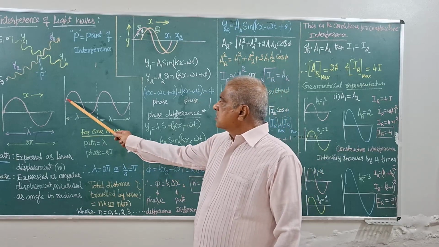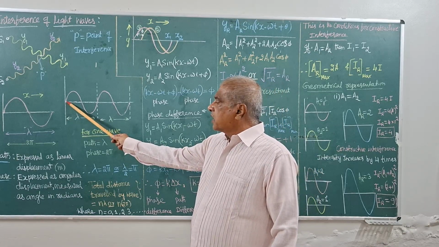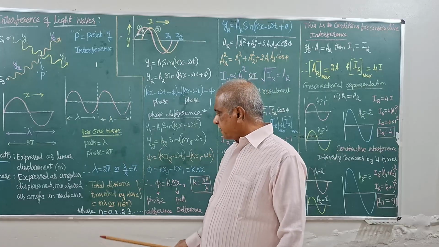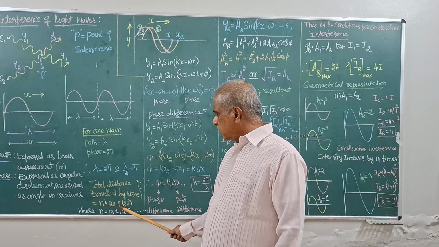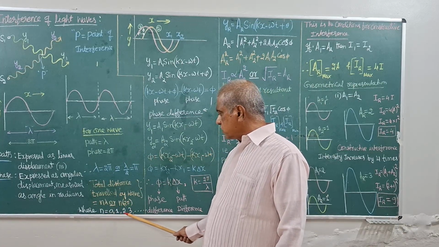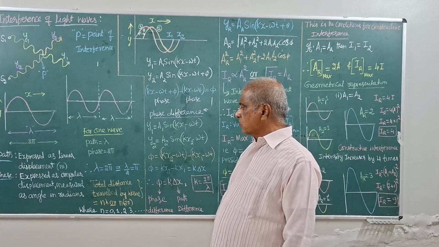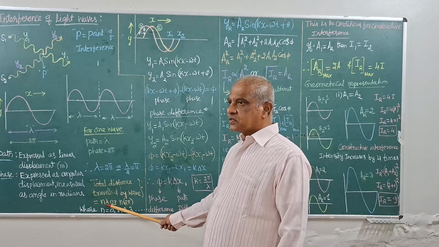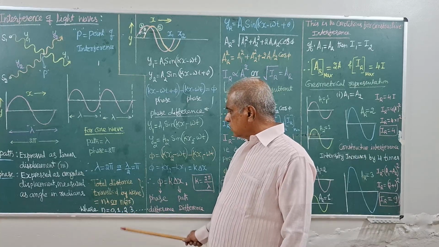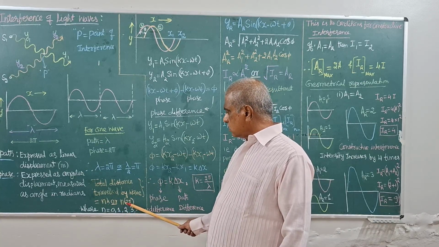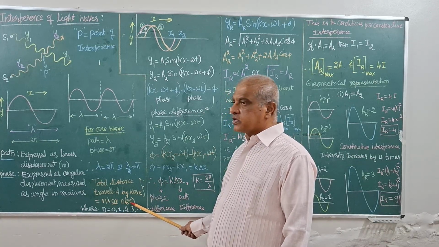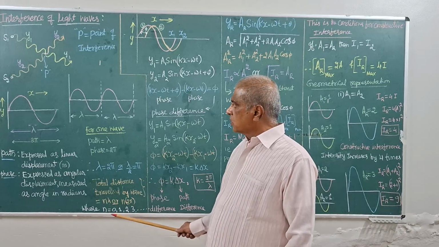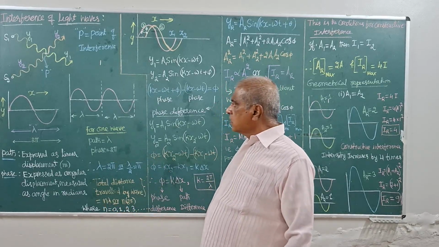The total distance traveled by the wave can be represented either as n lambda or n into 2 pi, where n is a natural number like this. N lambda says linear distance. Here n 2 pi says angular displacement. Both are the same, in terms of angle and in terms of linear distance.